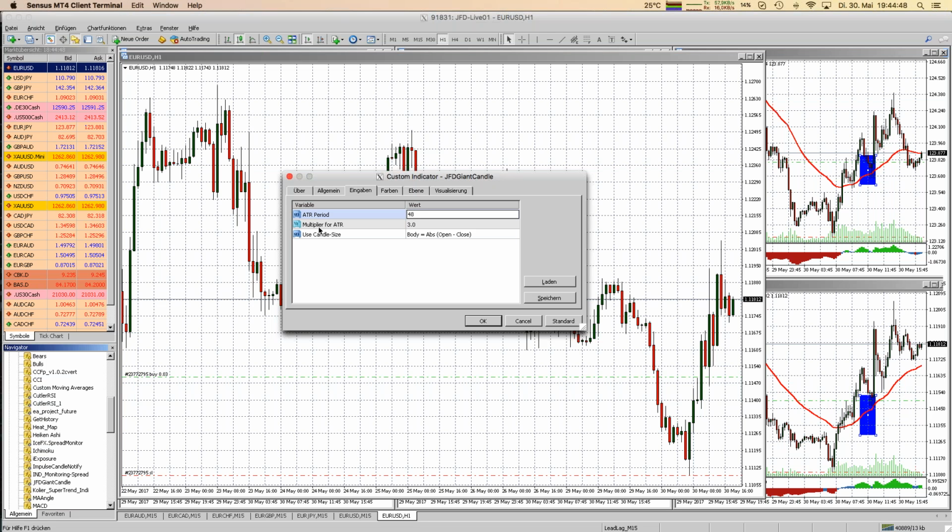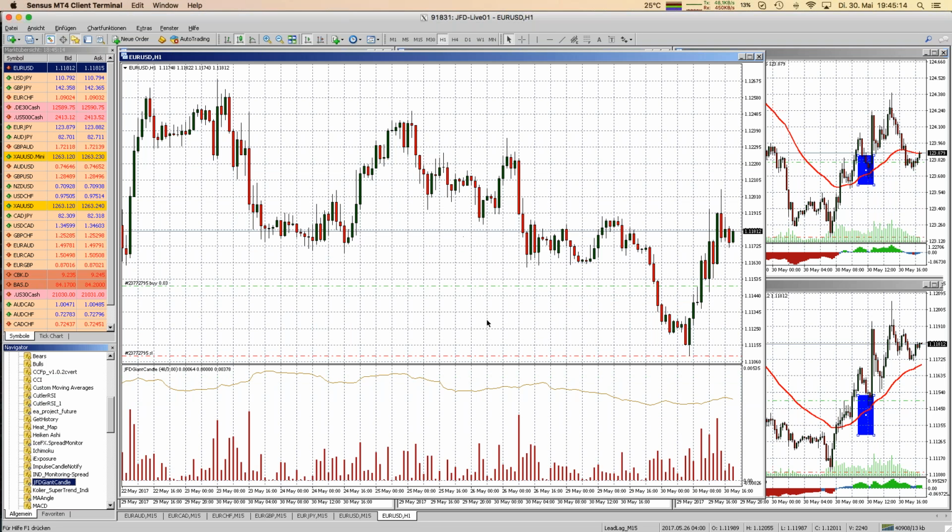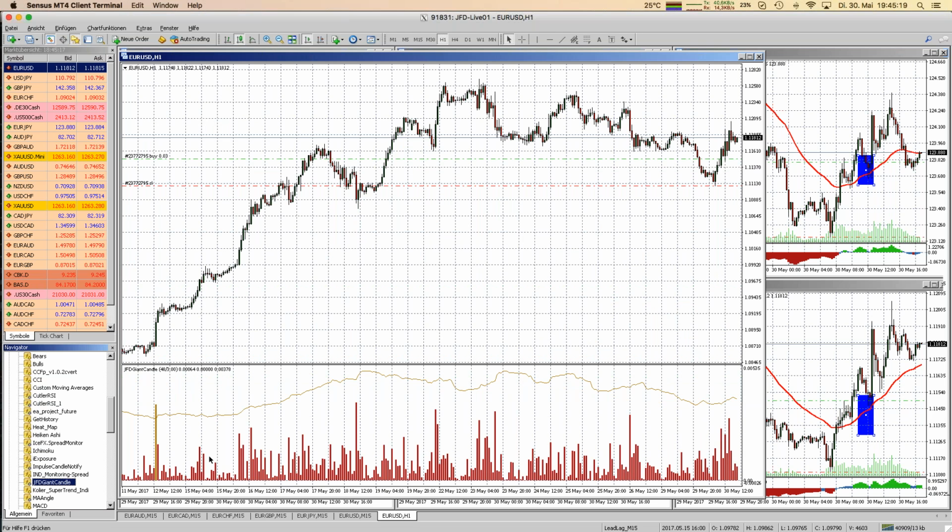Then we have that multiplier being the threshold to label a candle a power candle. And finally, we can distinguish between body or the overall high-low difference. I personally always go for the body because I don't want to label big dojis as power candles. So that's all. And now we have a picture here.